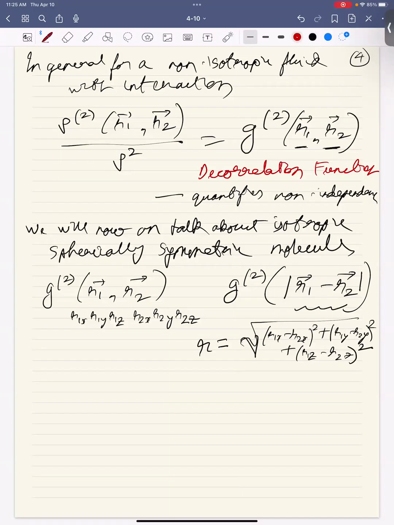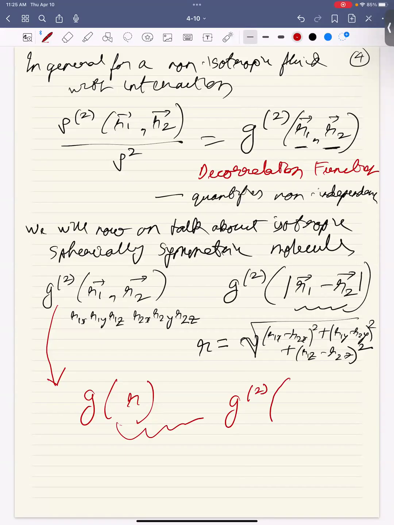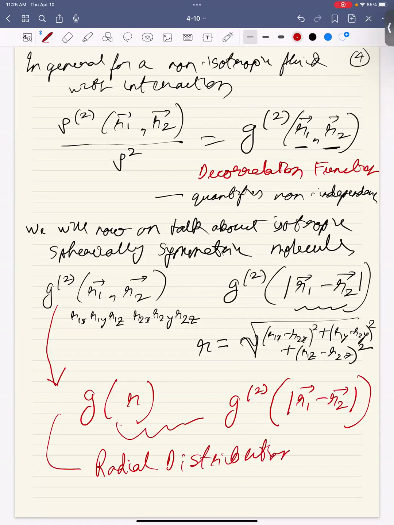So going forward, I'm not going to talk about G2 of R1, R2 vectors. I will just talk about G of R. I'm not going to talk about G1 or G3. So why dangle this 1 and 2? When I say G of R, it is implied that I'm talking about G2 of the distance between R1 and R2. And this G of R has a name. This is called the radial distribution function. All the things that we introduced so far were really a preamble to get to the radial distribution function. Often people abbreviate it as RDF.